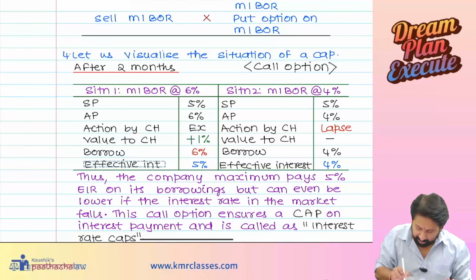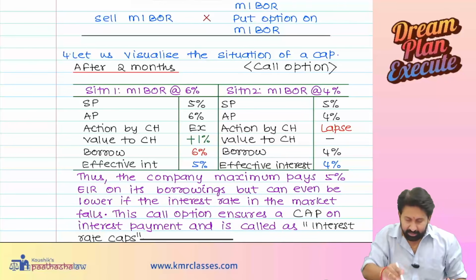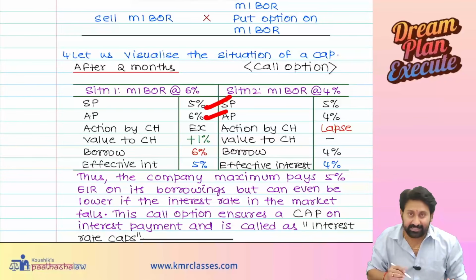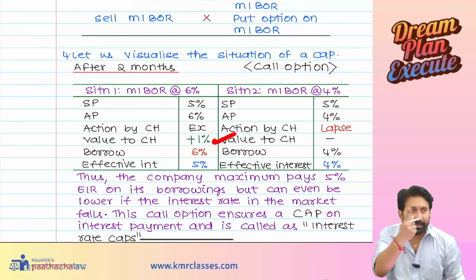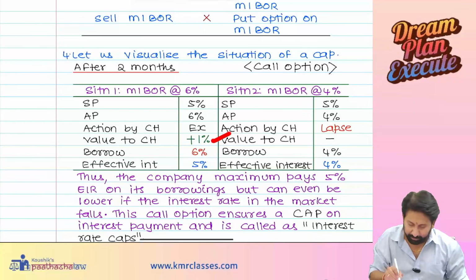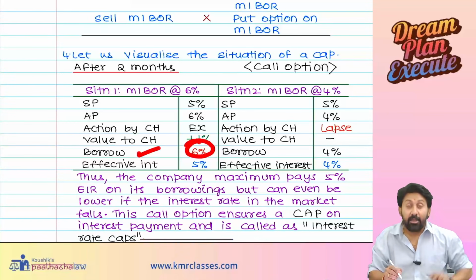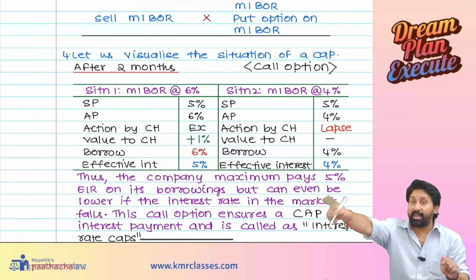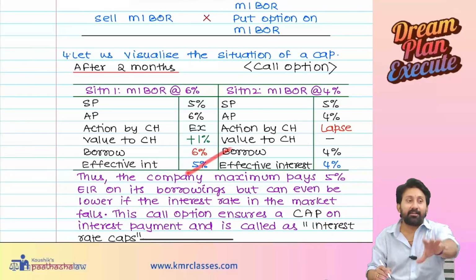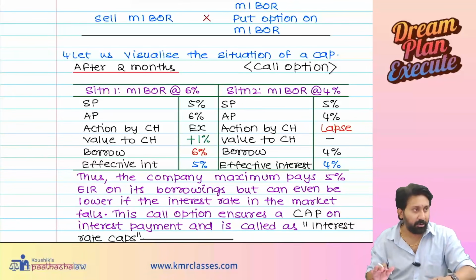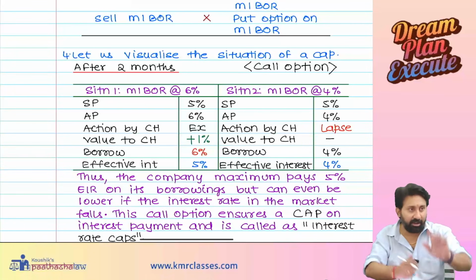So, but what will happen? Let us try to understand. SP is 5. AP is 6. Action by call holder, what you will do? Exercise. Okay. Value 1% is the value. You got 1% positive value. But interest rate became how much? 6. And in real life, you will borrow at 6. You borrow at 6, you get a gain of 1. Your effective rate is 5%. First point over. This is something like FRA only.